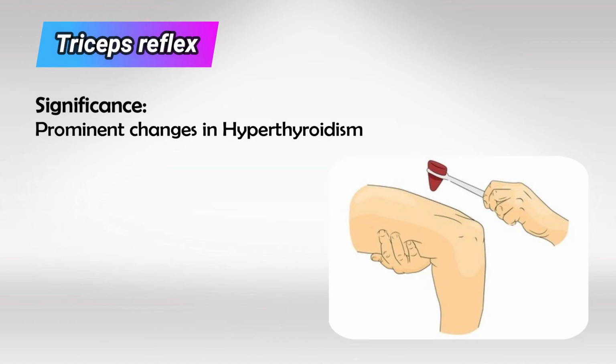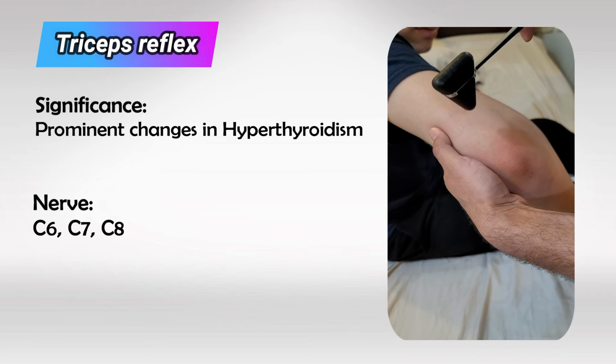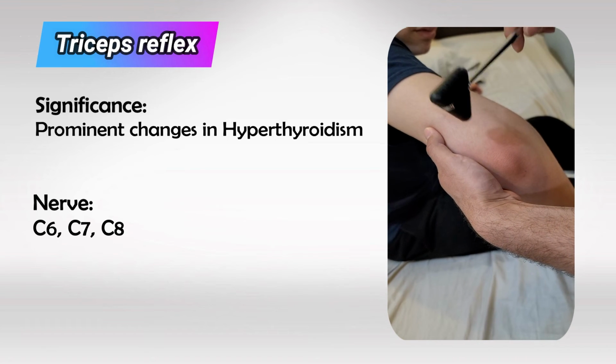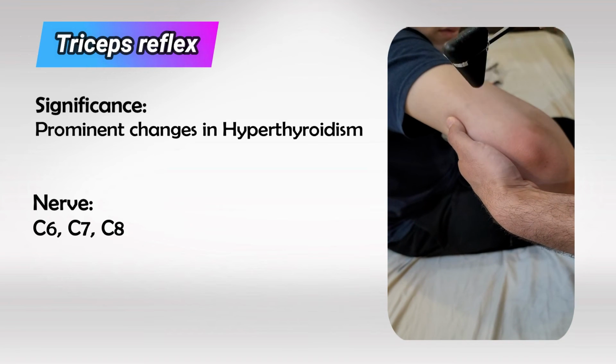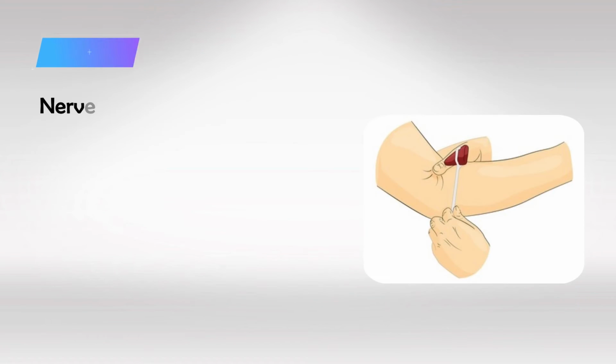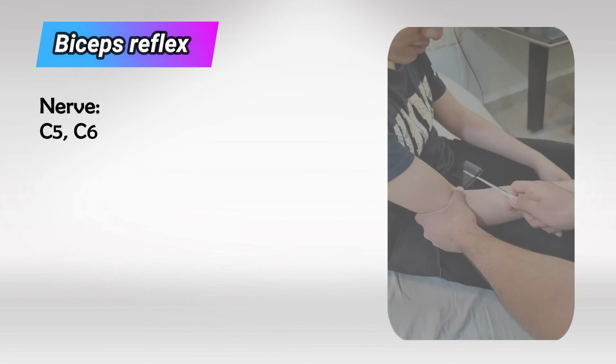Triceps muscle reflex is more prominent in patients with hyperthyroidism. The nerves are C6, C7, and C8. And this is how to perform the triceps reflex. Biceps reflex are performed by C5 and C6. And this is how to perform the biceps reflex.